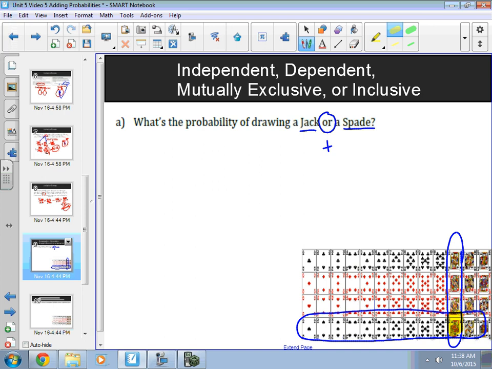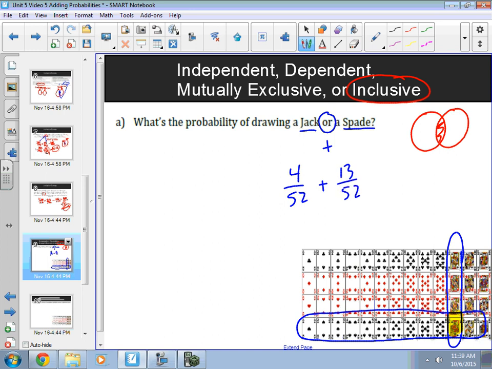So that means we are doing a problem that is inclusive. There's overlap here. We've got the jack of spades as our overlap. So we're going to have to add these and then minus out that one card. For jacks, there are 4 out of a total of 52, plus spades, 13 out of 52, minus our one overlapped card that we're counting twice in both groups, so we don't want to count that one twice.